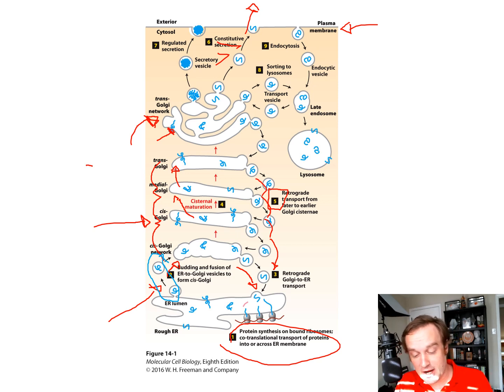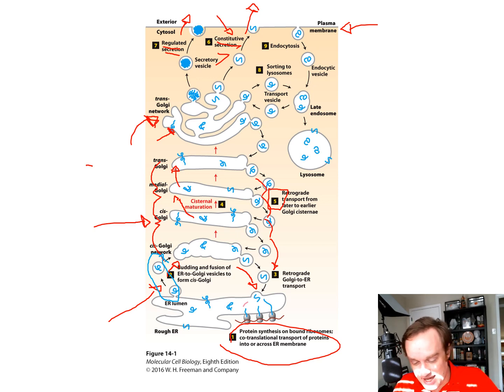In step 7, there's regulated secretion. So these are proteins that are secreted only from certain cell types or at only specific times, like digestive enzymes. Your skin cells don't secrete digestive enzymes. Well, constitutive secretion is all your cells do it all the time. So regulated cell types, digestive enzymes, insulin, things like that. That also happens, and that requires molecular regulation, which we're not going to talk about right now.